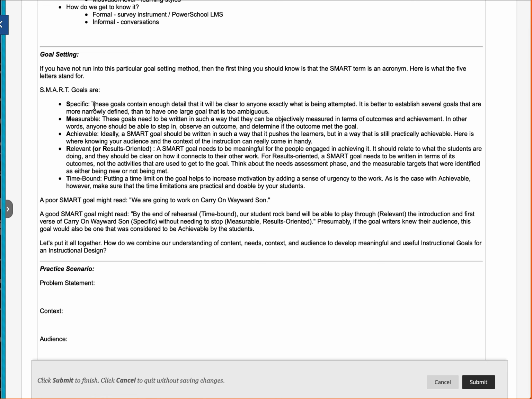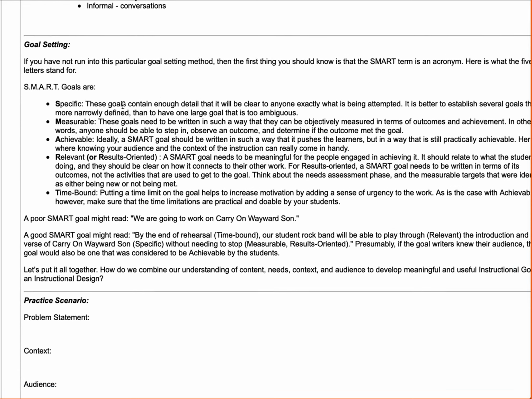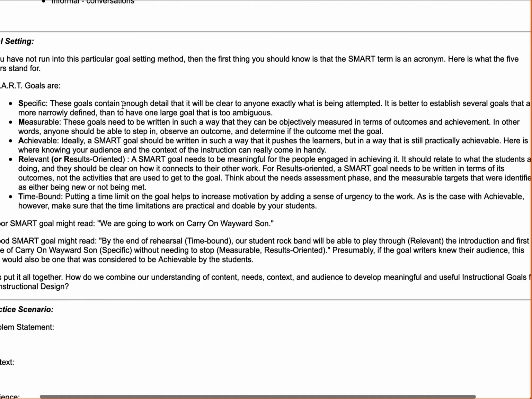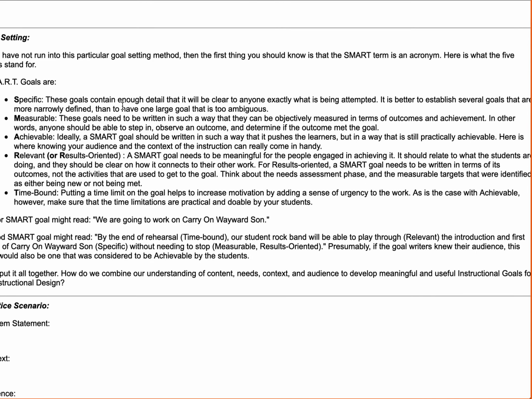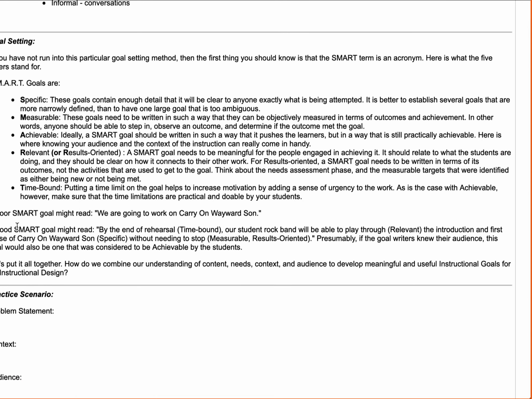So there is a link in Blackboard to a web page that goes into these in a little more detail. There's a lot of information out there on the web about SMART goals, but just to recap, or for those of you that have not worked with them as much, just to go through the 5 letters and what they mean.